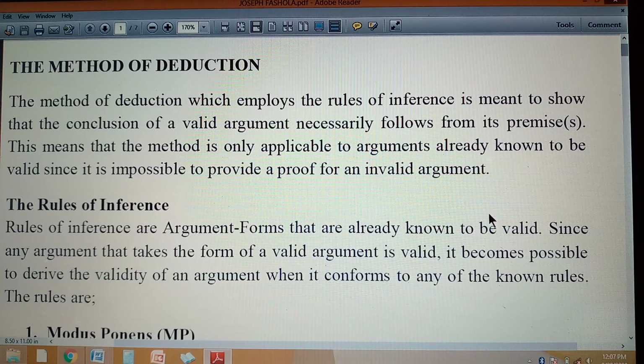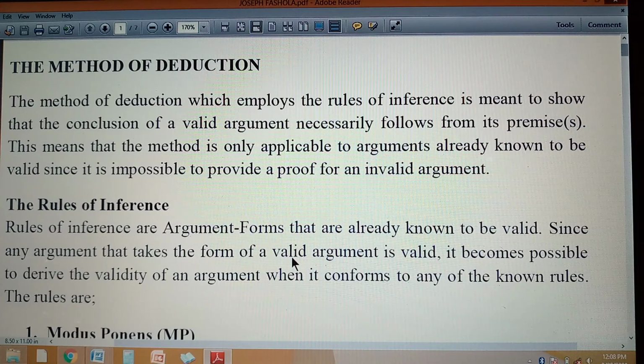The method of deduction. You see, unlike the truth table, which can be used to determine whether an argument is either valid or invalid, the method of deduction is applicable only to arguments that are already known to be valid. Which means that if an argument is invalid, you cannot provide any form of proof for that argument. So this method of deduction also employs the rules of inference.